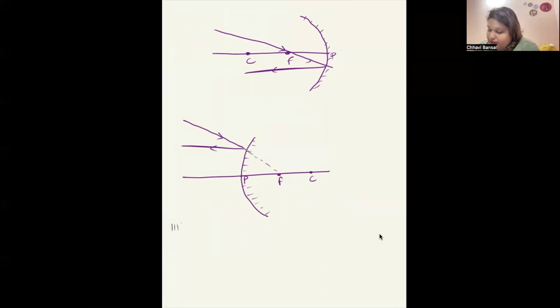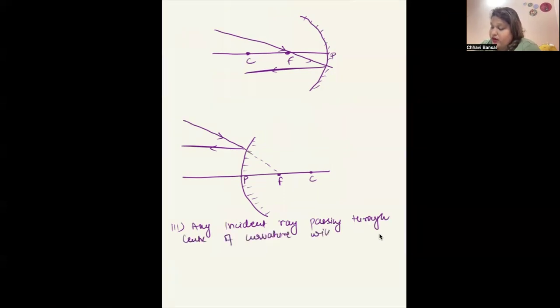Third rule, any incident ray passing through the center of curvature will retrace its path. Means what? For example, this is the concave mirror.